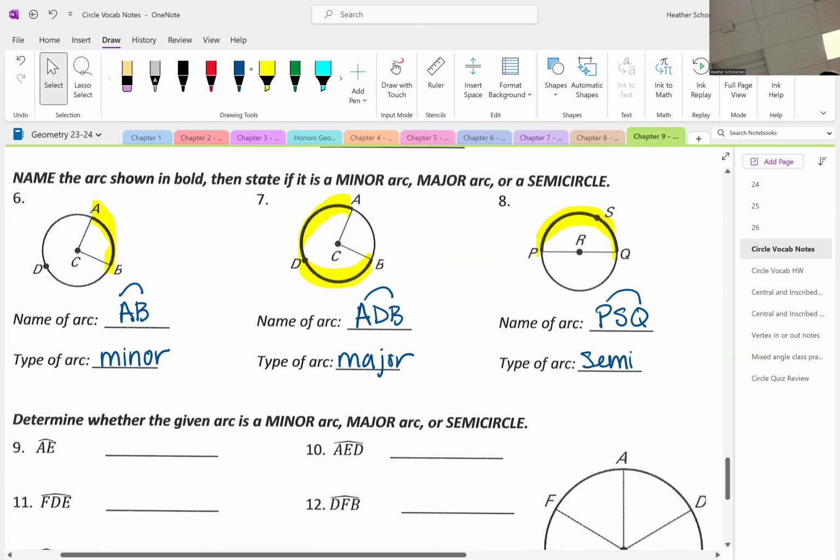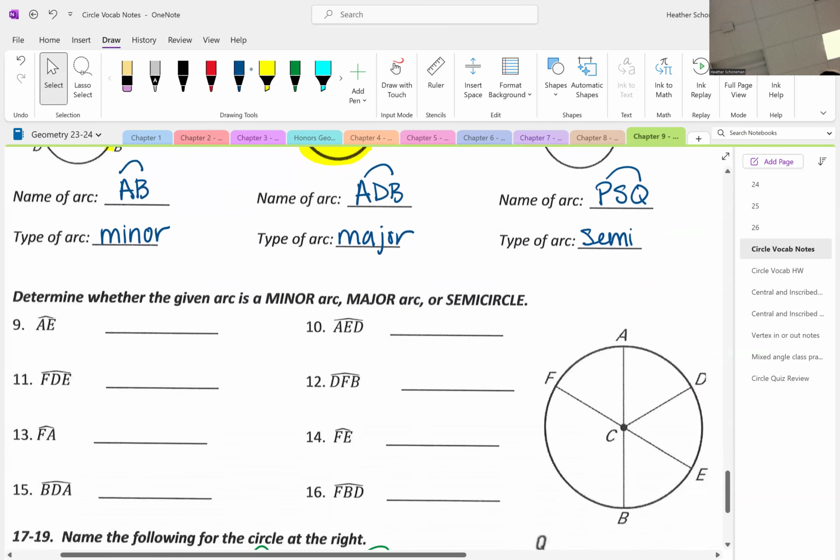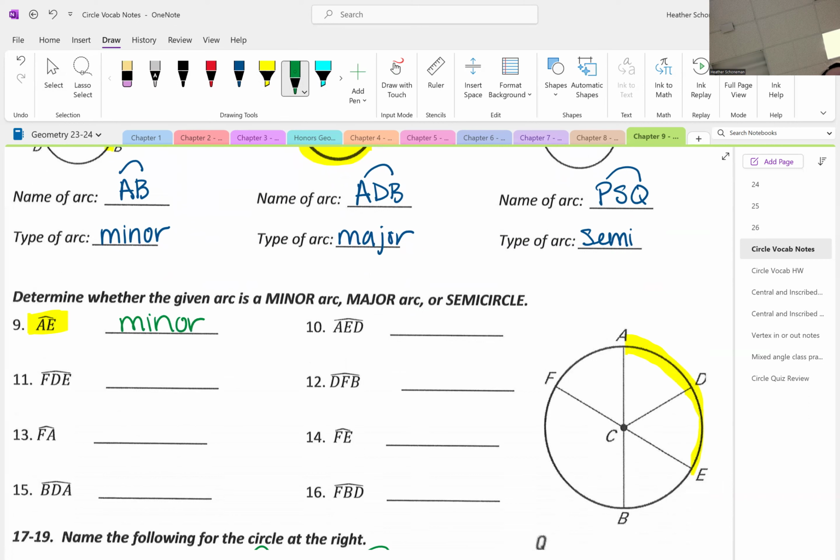All right, now we are going to look at a picture and decide if they are major, minor, or semicircles. So if I'm looking at AE, it is this piece, because remember when it's 2 letters, it's the shortest distance between the 2 points. So AE would be a minor arc. Now it wants AED. So I'm going to start at A, go through E, and end at D. And yes, that's the order you go because it's start, go through, end. That one is more than half. So that is a major arc.